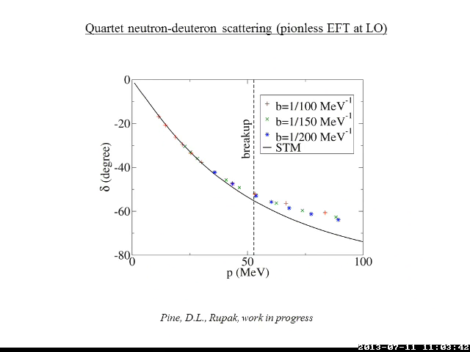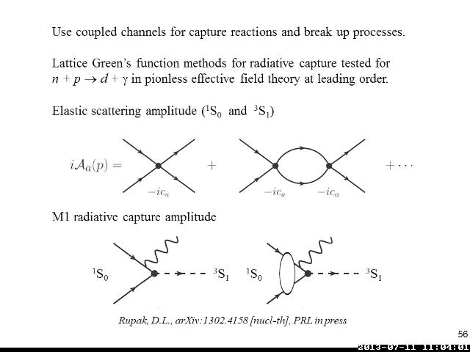So we've done tests of this method for doing the scattering in the spin quartet channel of neutron and deuteron in pionless effective field theory, and we do it for different lattice spacings, and we recover the elastic phase shift quite well up to the breakup threshold. And we've also now been developing how to do things like capture reactions. These are very important in the star for being able to capture a proton. Now, in order to capture a proton, you need to also release a photon. And so we've done things like n p to d gamma.